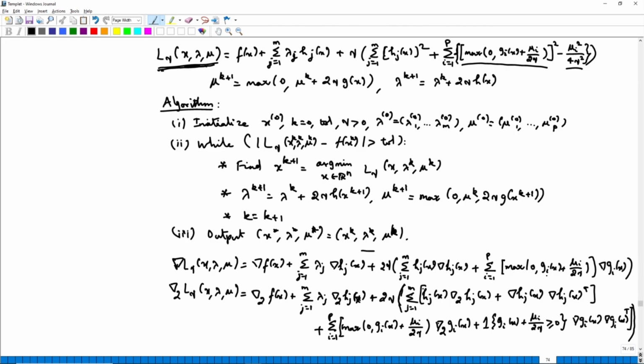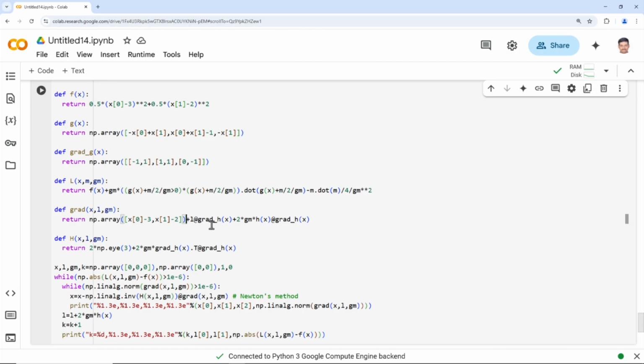So again we will use this term, so we will have 2 gamma, so we can remove this, and for 2 gamma we can use this straight away, and we matrix multiply with grad g of x. Of course, I have to write m here. Okay, so I have just done 2 gamma into the max of g of x plus mu_i by 2 gamma comma 0, and you are multiplying that with the grad g of x matrix.